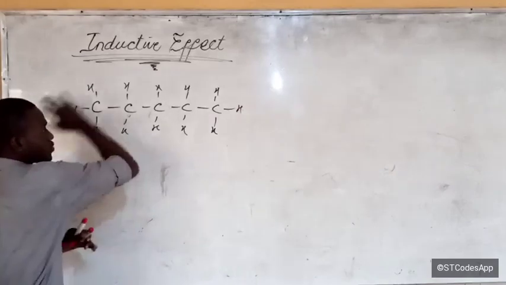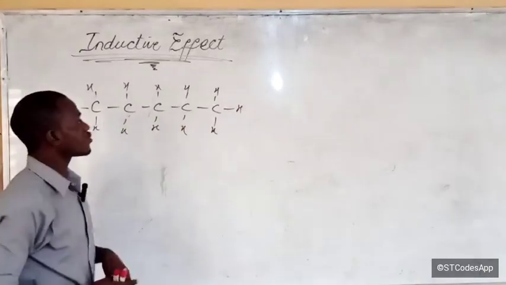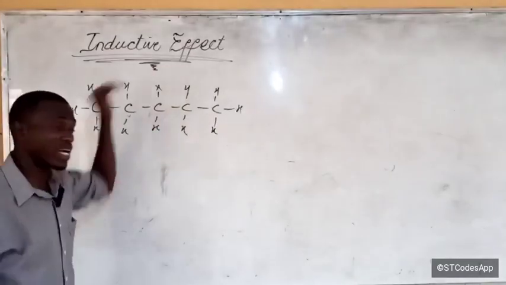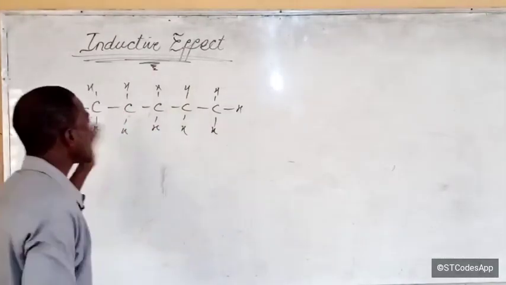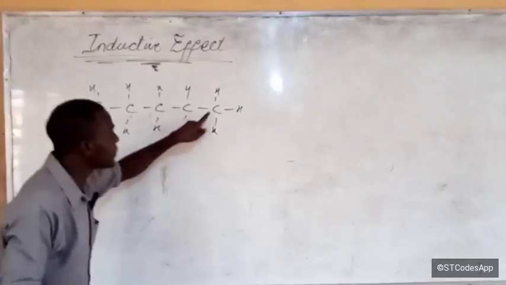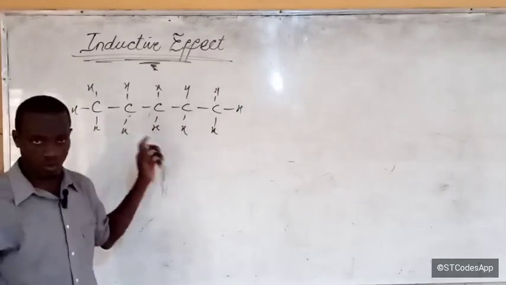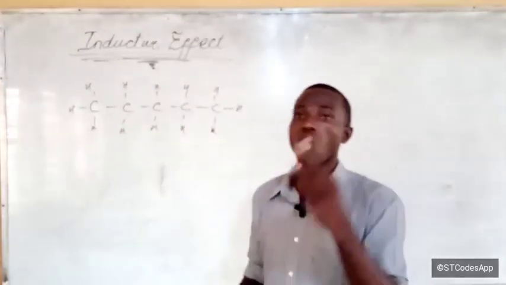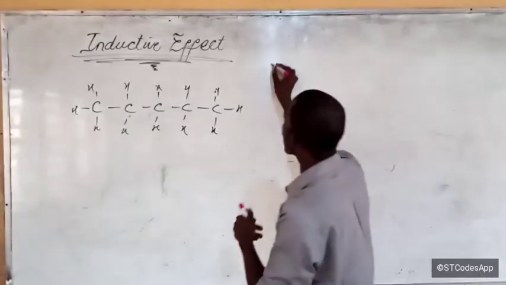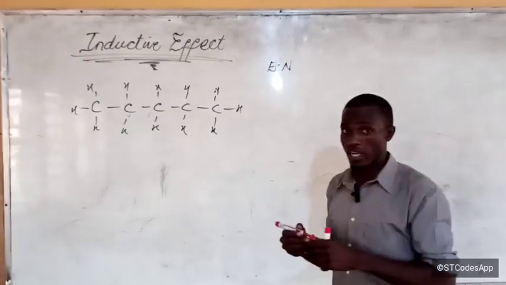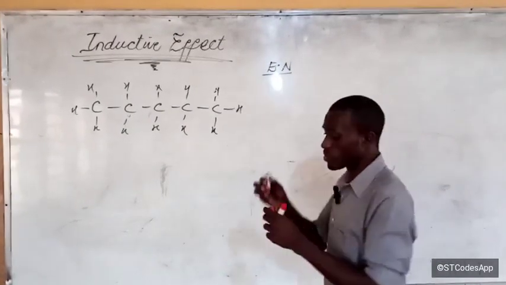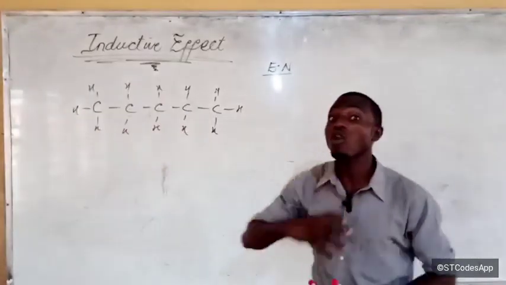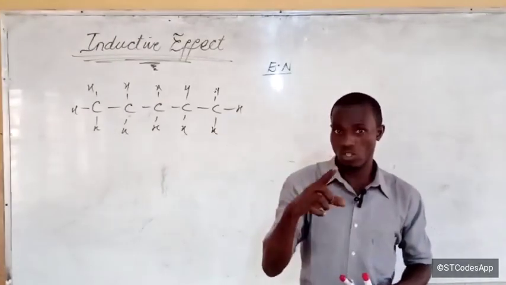Now, in this molecule, there appears to be equal sharing. There appear not to be any form of polarization in this molecule. Why? Because there is equal sharing of electrons between these bonding atoms. And why is there equal sharing of electrons? It is because of their almost equal electronegativity values. Remember, we talked about the fact that electronegativity means the ability to attract electrons. So each of these bonding atoms have almost equal ability to attract electrons.